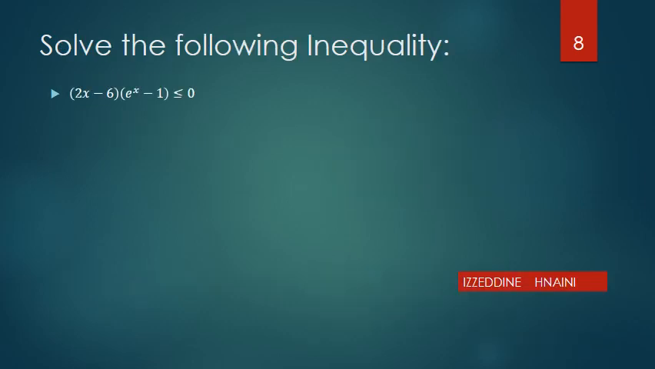Example, solve the following inequality: 2x minus 6 times eˣ minus 1, less than or equal to 0. Here we have a product of two factors, so we must use a sign table. Regarding 2x minus 6, this is a linear function, so it is easy to set the sign table by applying the rule opposite same. While for eˣ minus 1, we must study the sign of this expression, so we suppose that eˣ minus 1 is positive, that is eˣ greater than or equal to e⁰, that is x greater than or equal to 0.